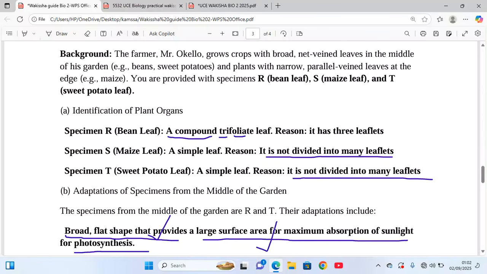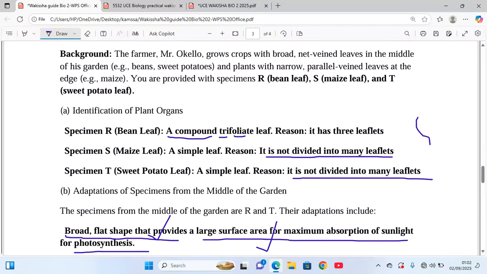Amazing. Leaf, which is specimen S, is a simple leaf. Reason, it is not divided into many leaflets. Then specimen T, still sweet potato leaf. Here you have to be careful. Most of these leaves of the sweet potato, if you're not so vigilant, you may call it a compound leaf.